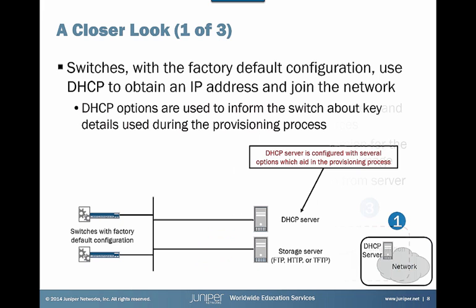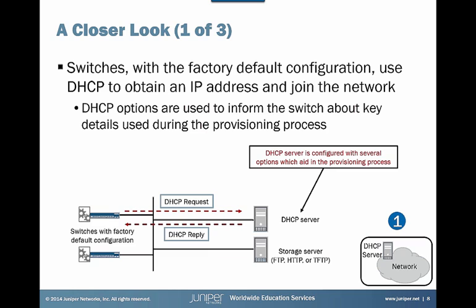So looking at this in a bit more detail, you have the switch that is racked, stacked, and cabled. As long as it has the factory default configuration, it will begin the DHCP discovery process where a request and reply is performed. Once it gets an IP address, it joins the network and can then communicate further with other devices on the network.